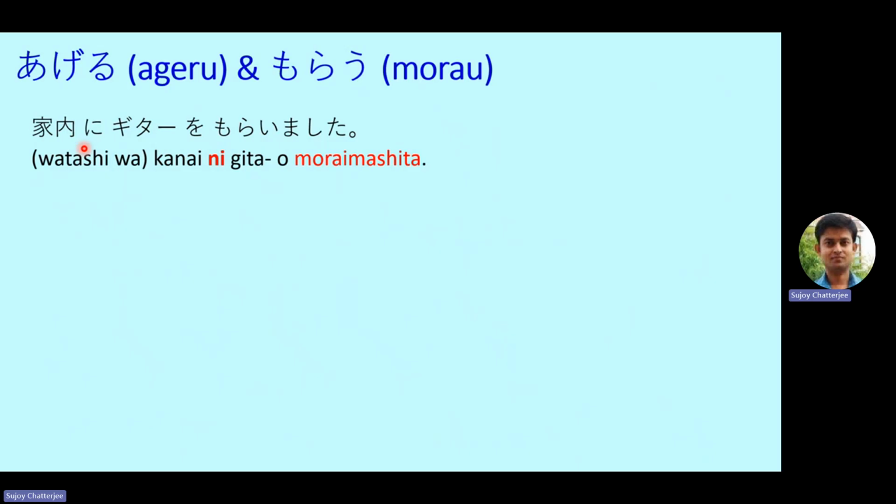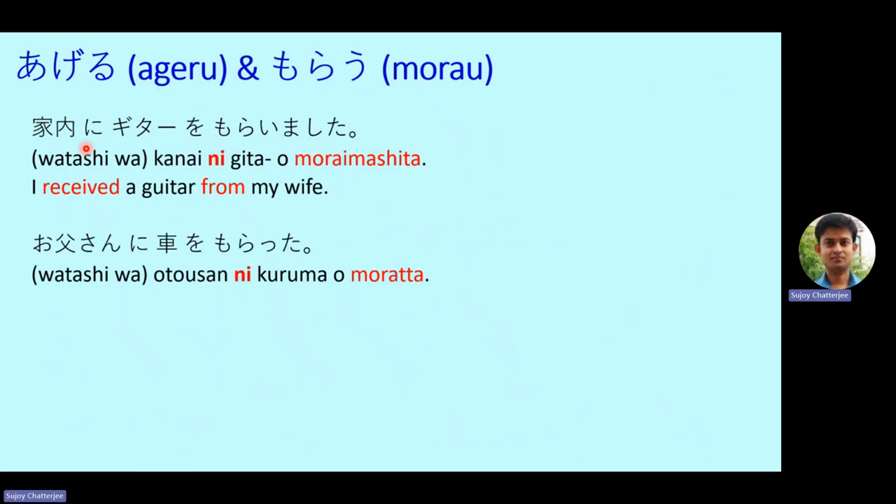Now what is kanai? Kanai means my own wife. So always remember that kanai is not used for wife in general, but only for one's own wife, not for wives of others. So be very, very careful while using the word kanai. Watashi wa kanai ni gita o moraimashita. That means I received a guitar from my wife.